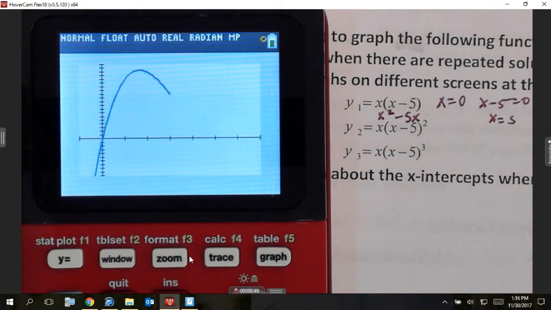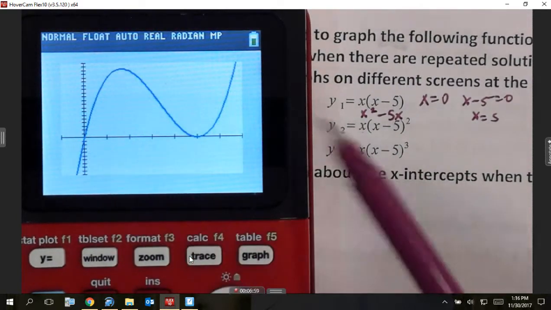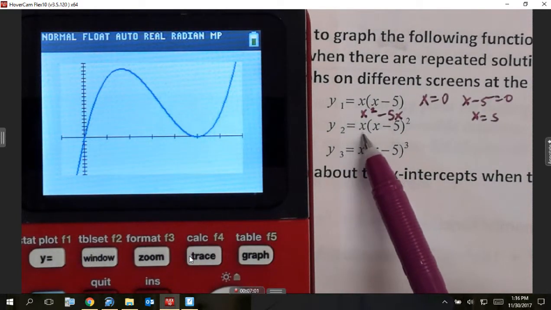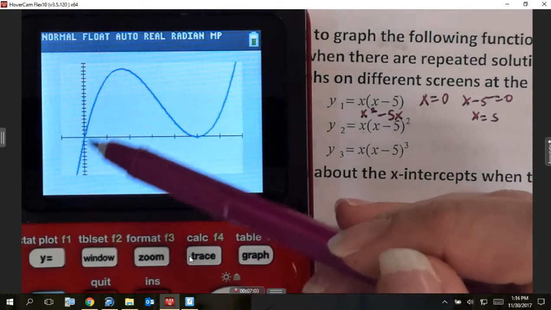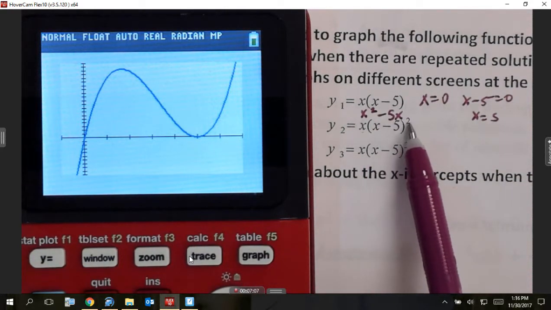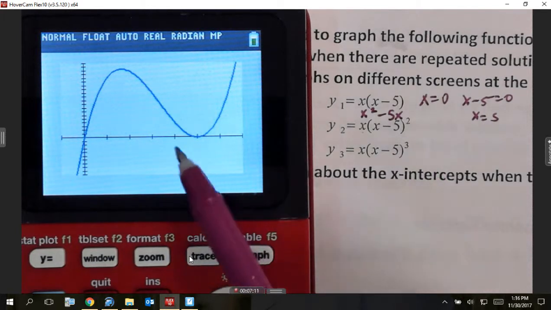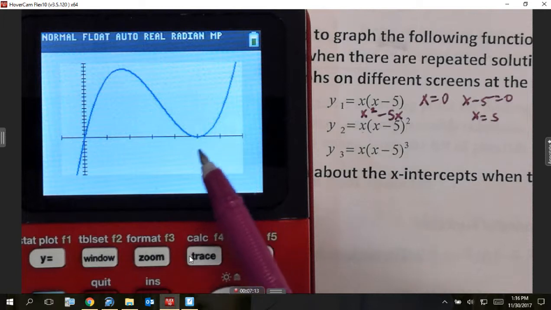All right. Now we're talking about x-intercepts. That's all we're talking about right now. And at the x-intercept, which is 0, there's only one x. There's only x to the first here, and it just passes through like a line would. But what happens when I make x minus 5 squared? What does it do at that 5?